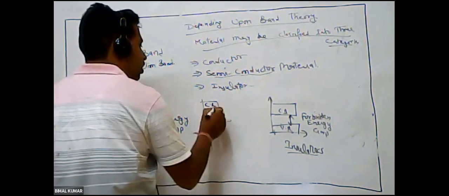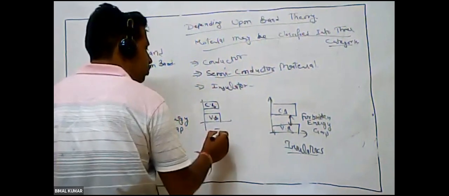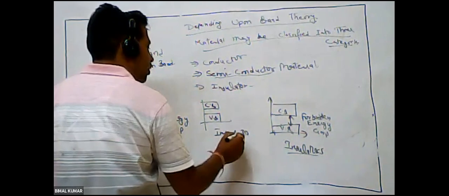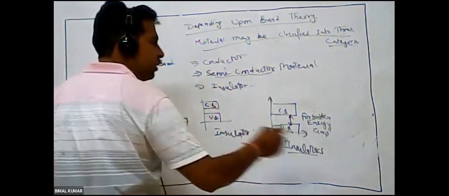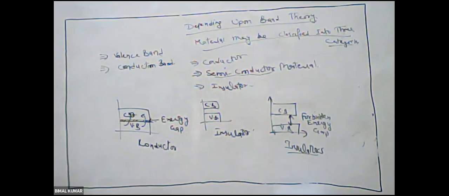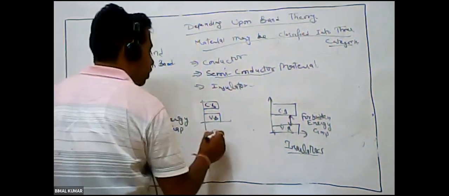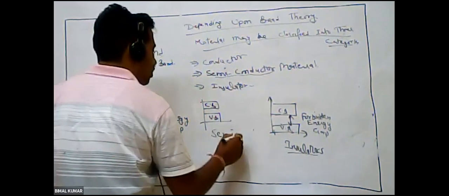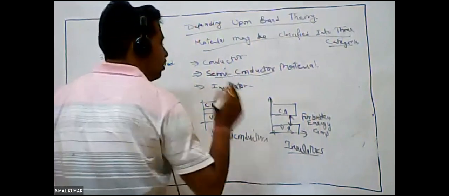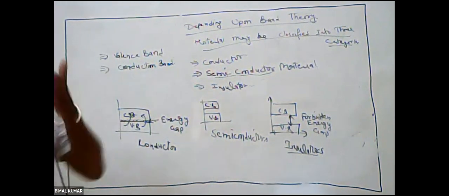And if this gap is in between, then this type of material is known as a semiconductor. These types of materials are known as semiconductors.